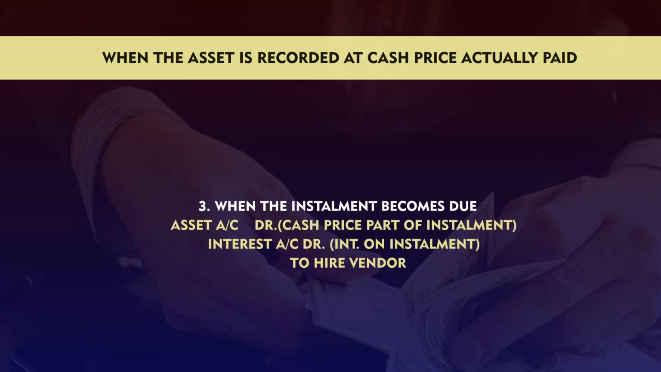Second one is when the installments become due. So, it is very simple: asset account debit, interest account debit to hire vendor. Asset account will be debited with the amount of cash price of the installment, and interest account will be debited with interest on installments, that is the amount of interest on the annual installment.